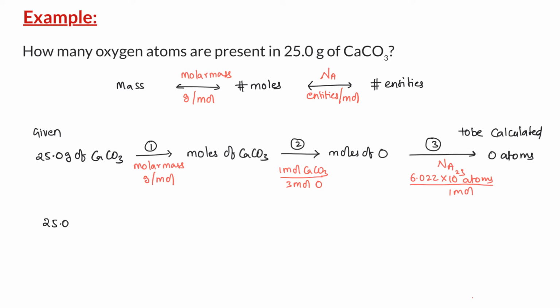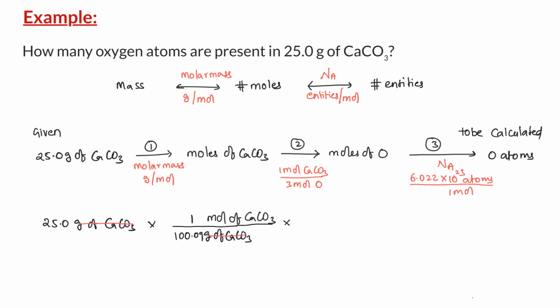Let us do this problem. We start with 25.0 grams of calcium carbonate, and I'm going to multiply this with a conversion factor that cancels out the grams and introduces moles. And the conversion factor that we will use is the molar mass of calcium carbonate, which is 100.09 grams of calcium carbonate per mole of calcium carbonate. The grams of calcium carbonate and grams of calcium carbonate get cancelled. My answer now is in moles of calcium carbonate.